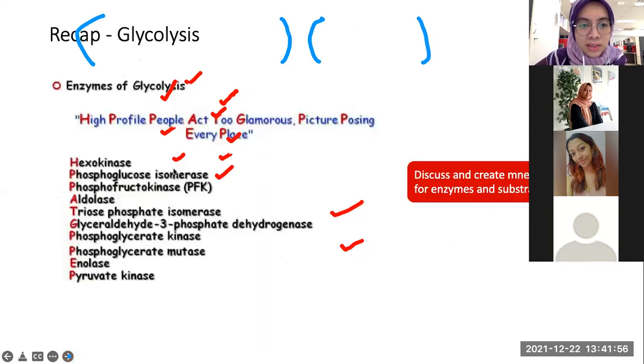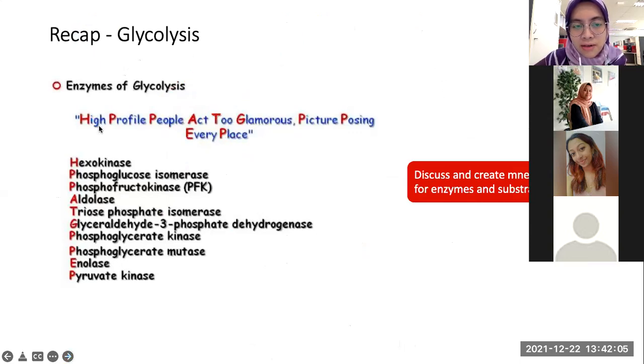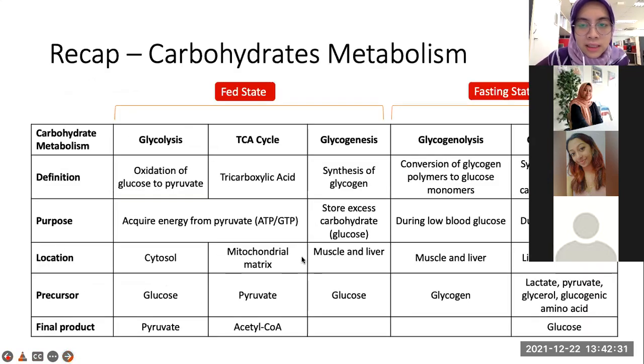What I can suggest you to do is create a mnemonic to remember the enzyme names or even the intermediate names. You can just Google mnemonics, enzymes, glycolysis, mnemonics, intermediates, glycolysis. Again, if you want to include a diagram, draw it yourself. I think this table would be helpful for you to remember the flow and to not miss out points.